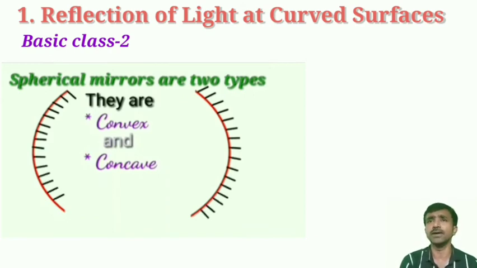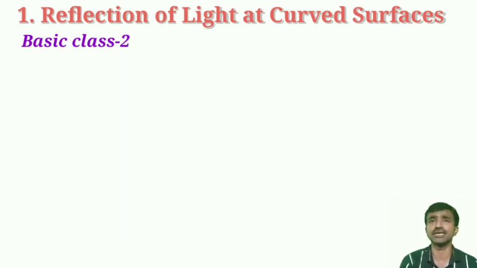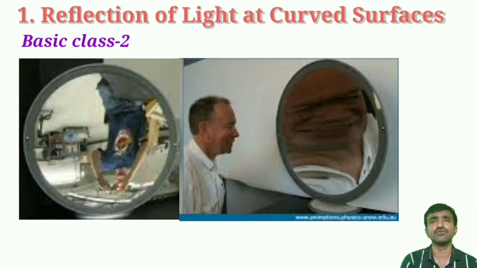Without observing their surfaces, we can identify these types of mirrors as concave or convex. If you try to see your face and it is invisible, or it shows you a reversed image, that type of mirror is called a concave mirror.